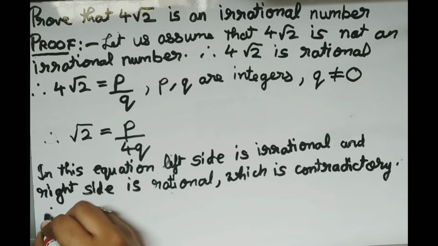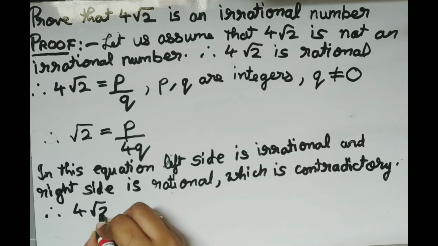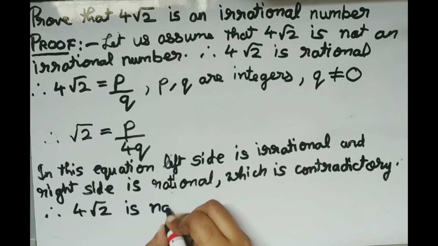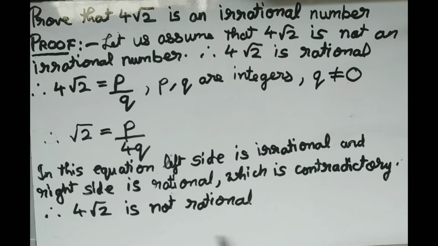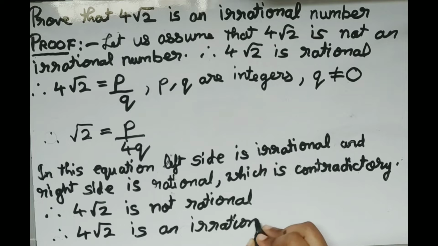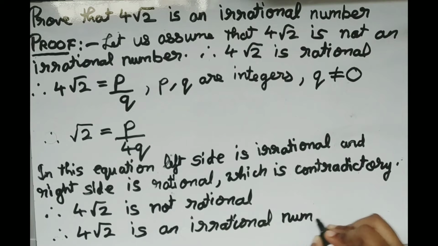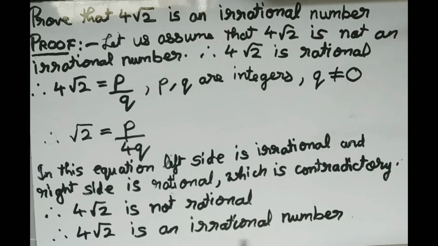So therefore 4 root 2 is not rational. If 4 root 2 is not rational, it means 4 root 2 is irrational. Therefore 4 root 2 is an irrational number. So we proved that 4 root 2 is an irrational number.